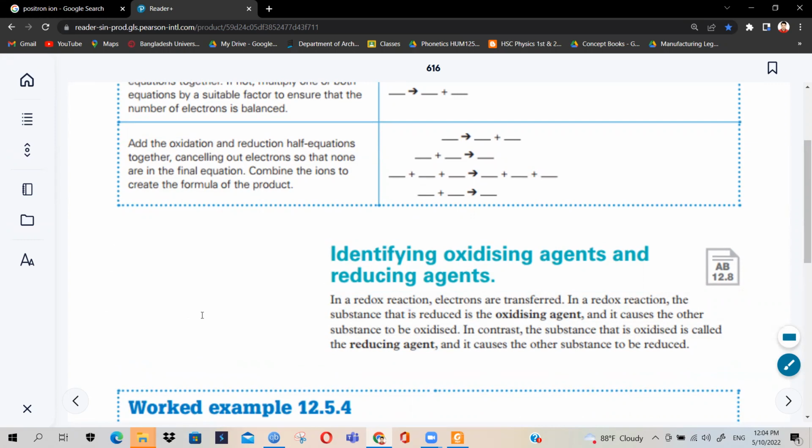Now we know that reduction is gain, which means oxidizing agents will also gain electrons. That is how you can remember it. Otherwise, if you go through these, I think you might get confused.